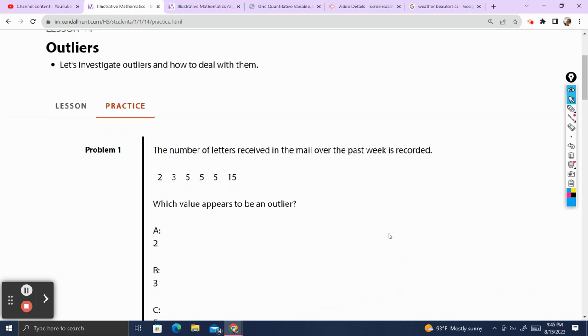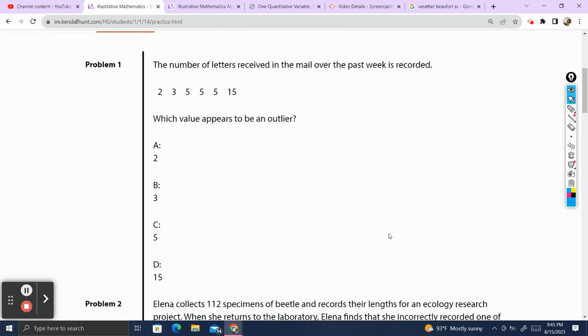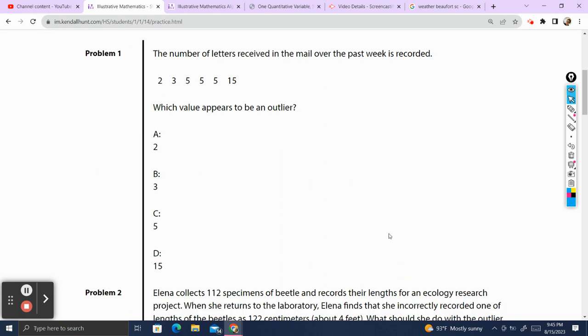Lesson 14, Outliers, Problem 1. The number of letters received in the mail over the past week is recorded: 2, 3, 5, 5, 5, 15. Which value appears to be an outlier?